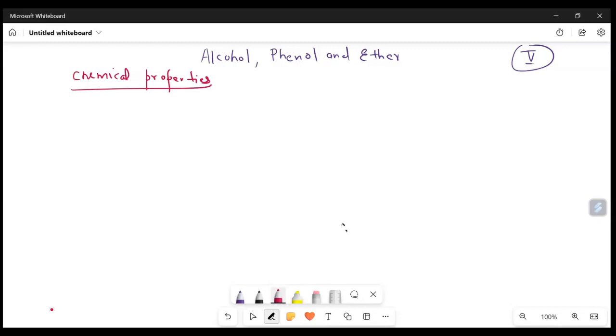So we know that the order of reactivity of alcohol is CH3OH is highly reactive, then 1 degree, then 2 degree, then 3 degree alcohols.